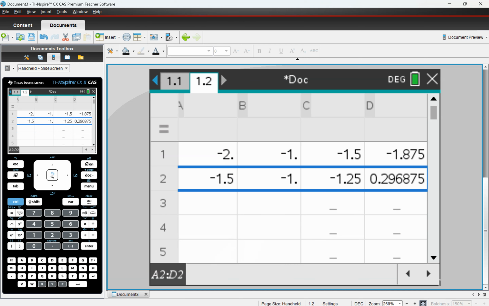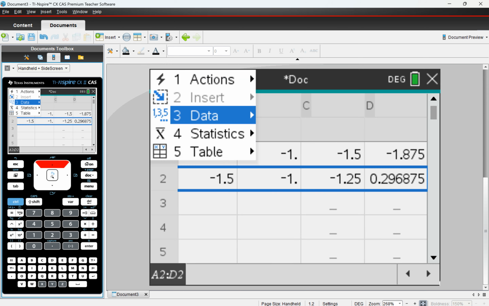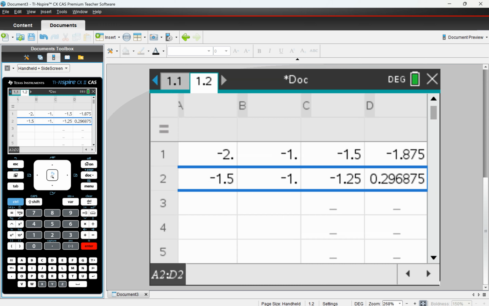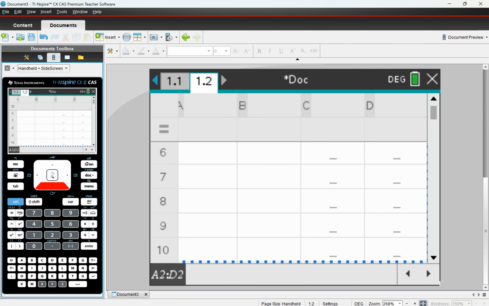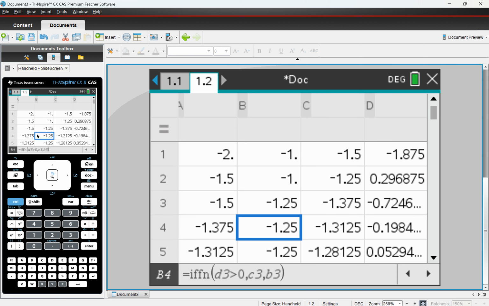Let's fill it in. Menu, data, fill, and if I go all the way down, this is what you should get. I'm going to walk around to make sure that you're able to demonstrate this bit, because this is now you not doing it manually anymore. The calculator does it all for you.